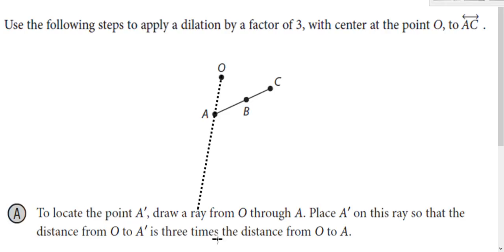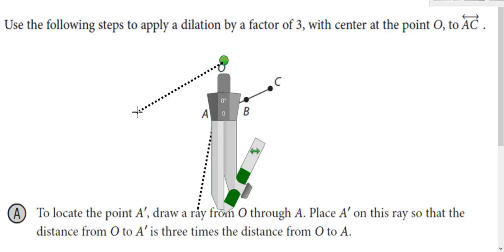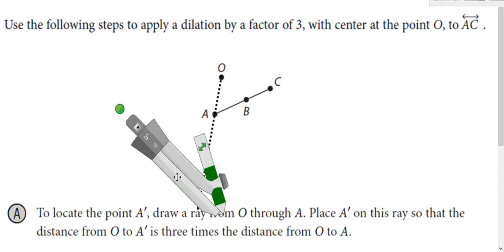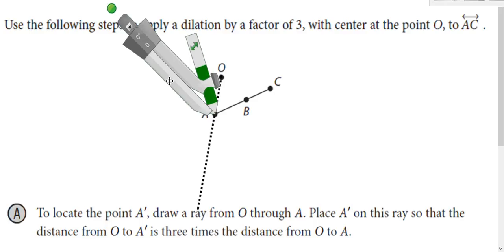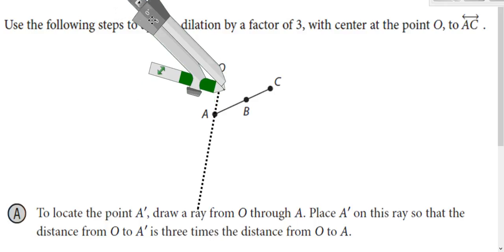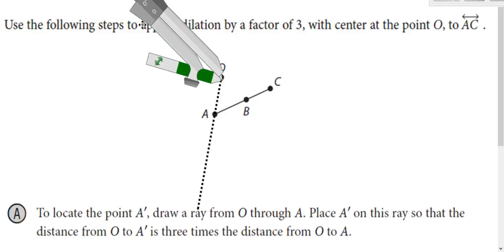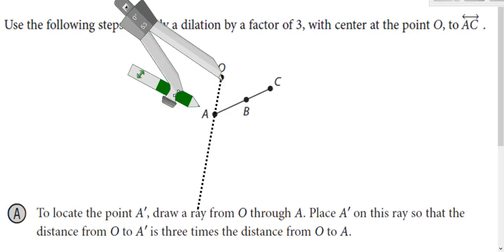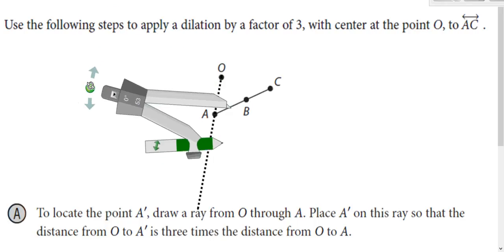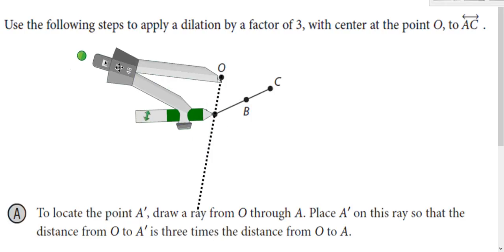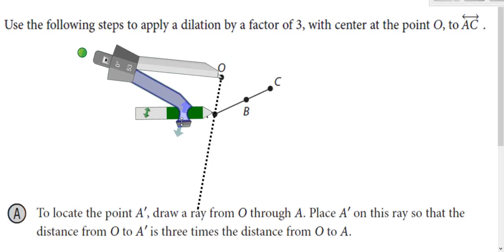And then since we want it to be 3 times the distance, because the scale factor is 3, that's where we use our compass. We're going to use the compass to measure that distance from O to A. And we're going to mark off that distance so that it's 3 times larger.